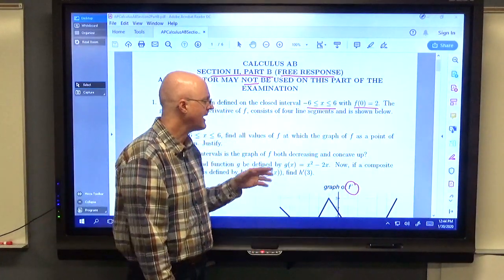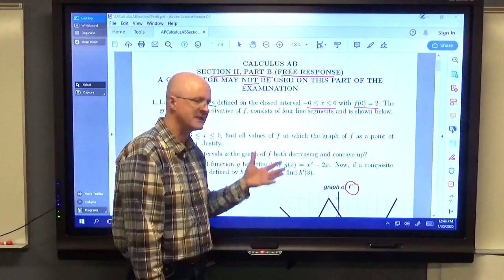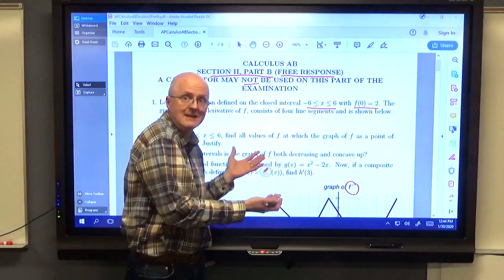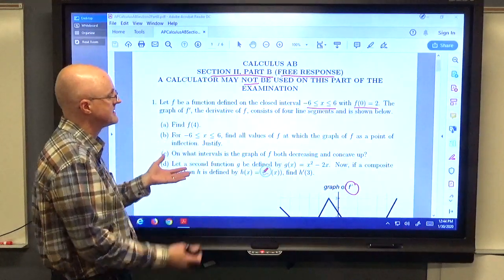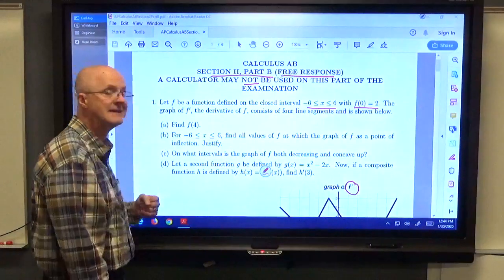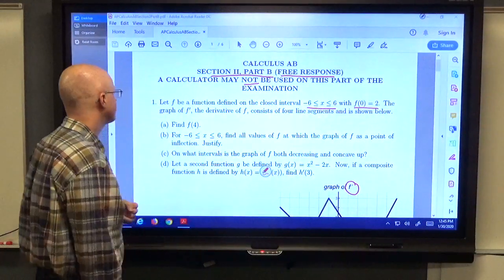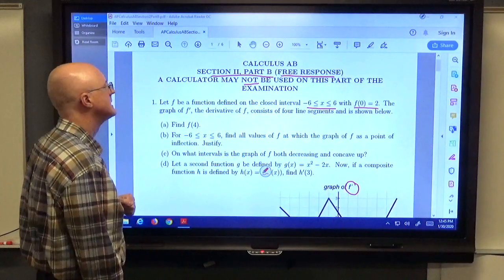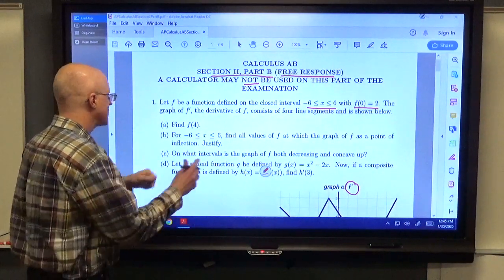By the way, I don't have any physics, velocity, position problems on this sample exam, but this very well could be a similar kind of problem that you would get in physics, where this would be the graph of the velocity, and you'd be trying to figure out things about the position of the object. But we are not dealing with the application in this particular setting here. Again, that's the graph of f prime.